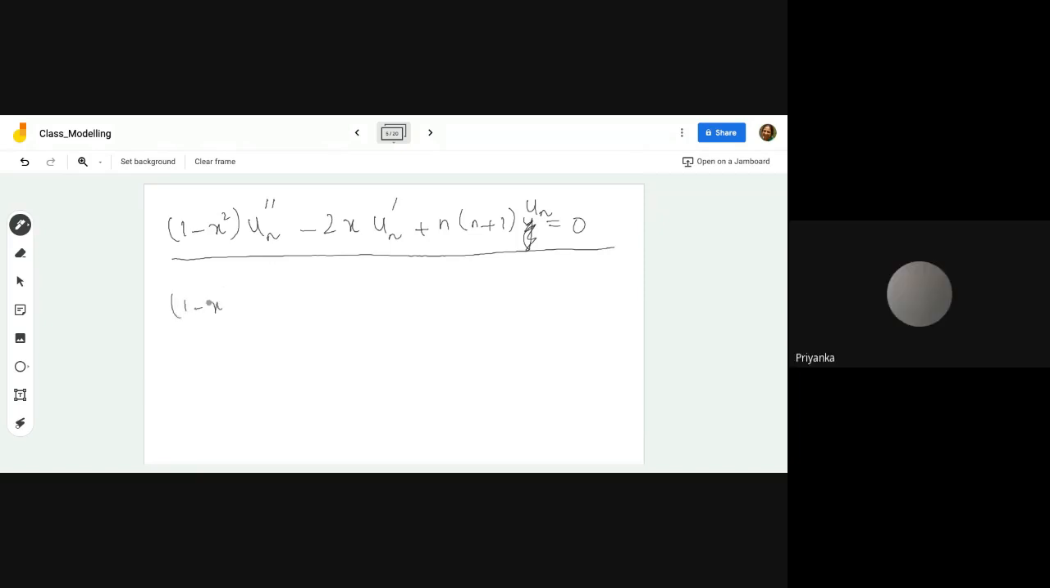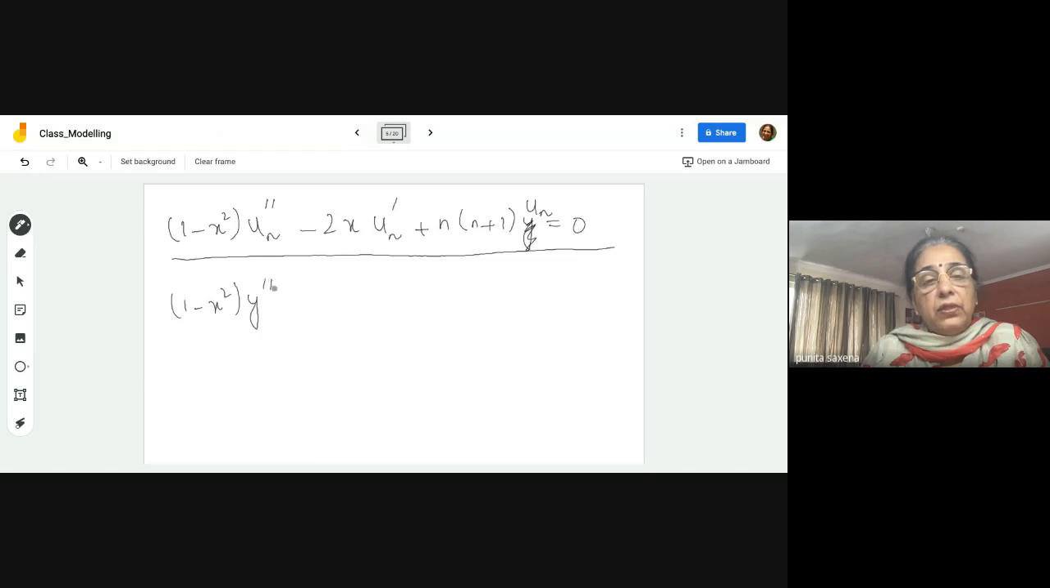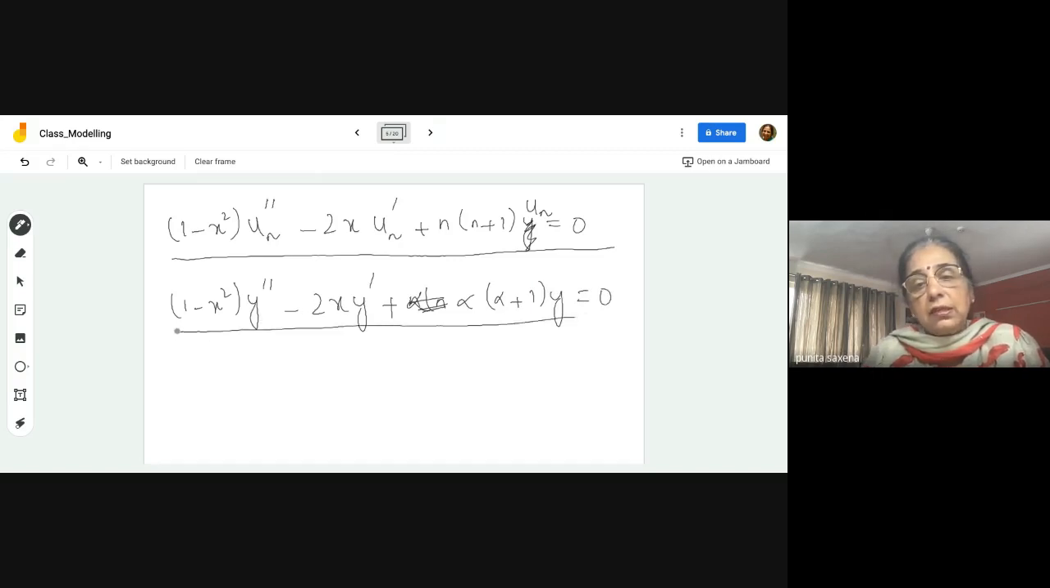Yes, ma'am. Now compare it with your Legendre's equation. Sorry: alpha into alpha plus 1, y equal to 0. This is your Legendre's equation? If I compare this equation with this equation, isn't it your Legendre's equation? What is the difference? y is un and alpha is n.